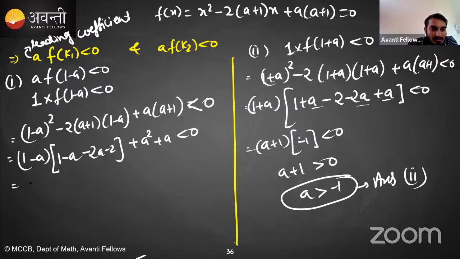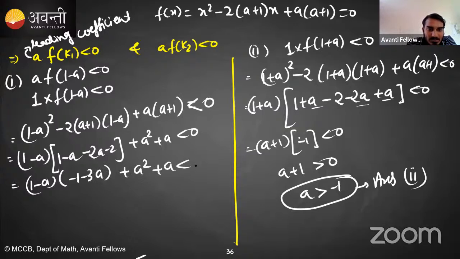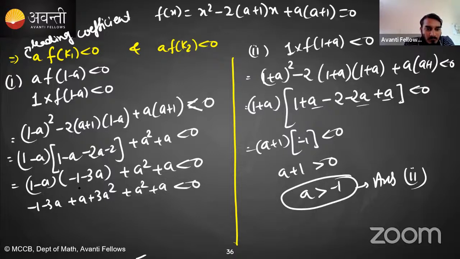Yeah. So it is nothing but 1 minus a into minus 1 minus 3a plus a square plus a less than 0. So now multiply. Now take the minus. Now multiply कर दो. Minus 1 minus 3a plus a plus 3a square plus a square plus a less than 0. Is it clear now? Right?